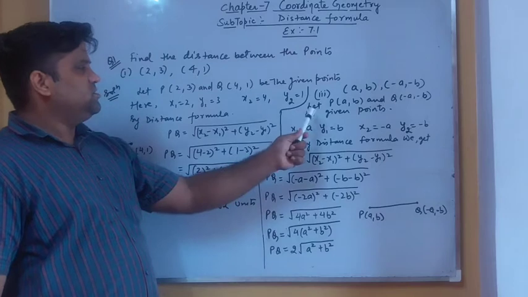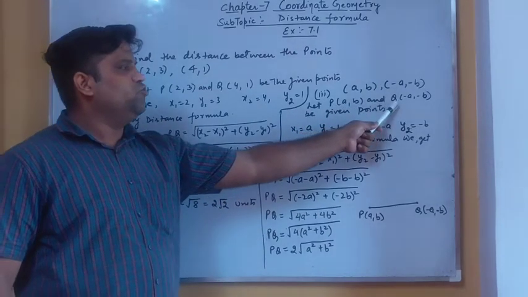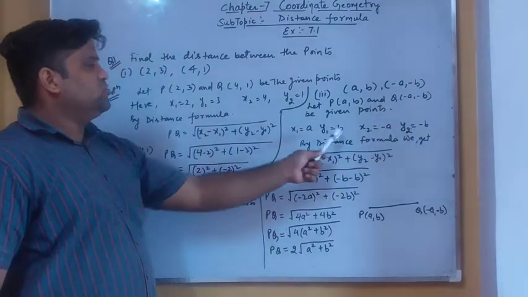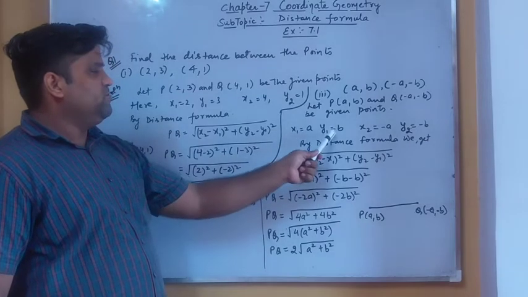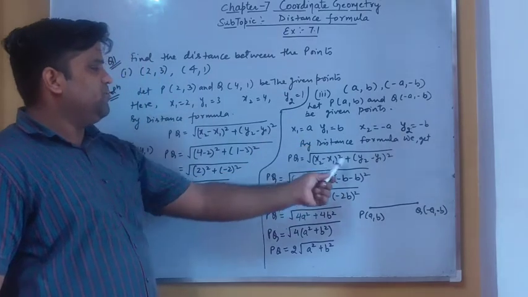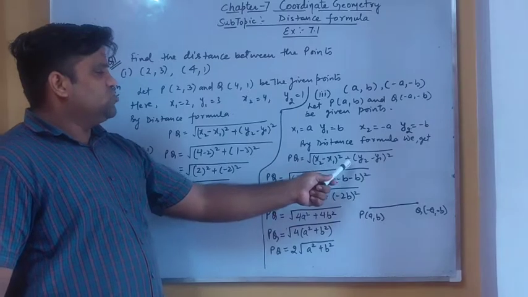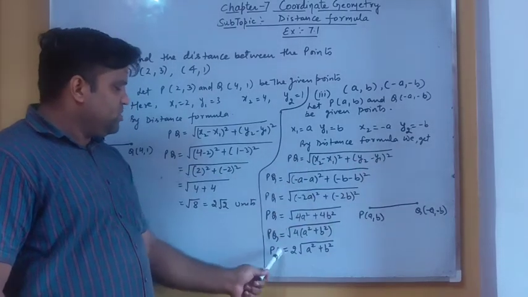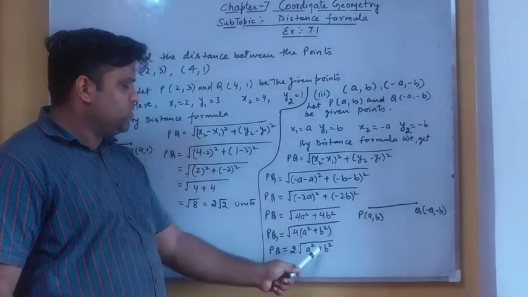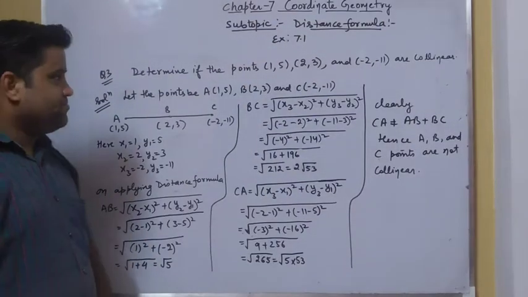Now let us come to the third part of this question. Here the given points are as shown. Let point P have coordinates (a, b) and point Q have coordinates (minus a, minus b). The values are x1 is a, y1 is b, x2 is minus a, and y2 is minus b. By the distance formula we know that PQ is equal to the square root of (x2 minus x1) whole square plus (y2 minus y1) whole square. On putting all the values here and solving, the distance PQ is 2 times the square root of a square plus b square, which is the required answer.